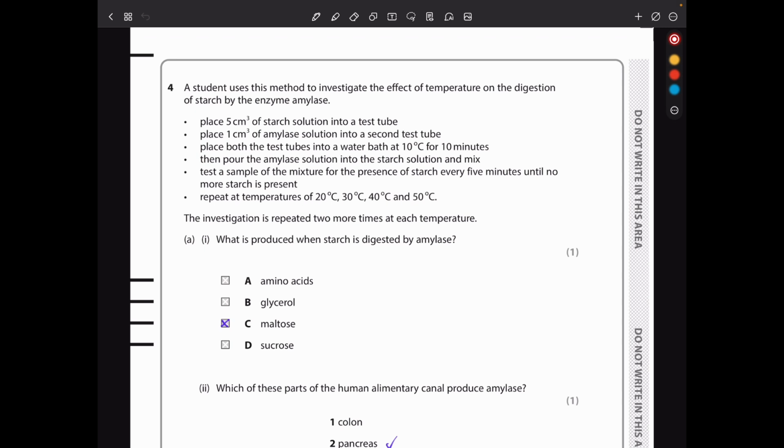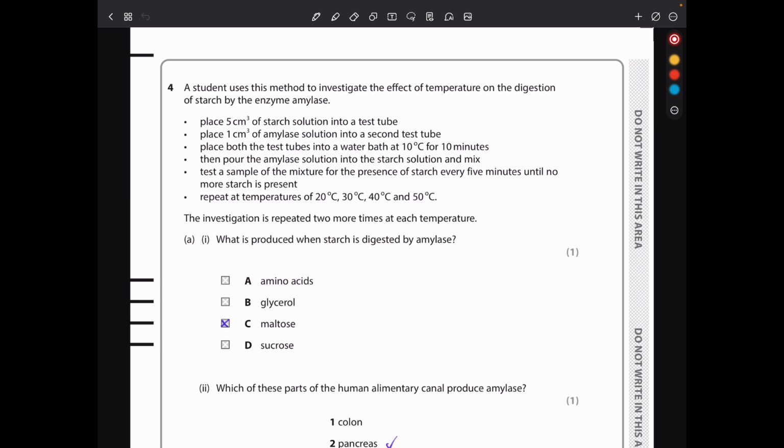Question 4. A student uses this method to investigate the effects of temperature on the digestion of starch by the enzyme amylase. They place 5 centimeters cubed of starch solution into a test tube, and then place 1 centimeter cubed of amylase solution into a second test tube. They place both the test tubes into a water bath at 10 degrees Celsius for 10 minutes. Then they pour amylase solution into the starch solution and mix. So this placing both test tubes is to ensure that they are both at 10 degrees before they are mixed.